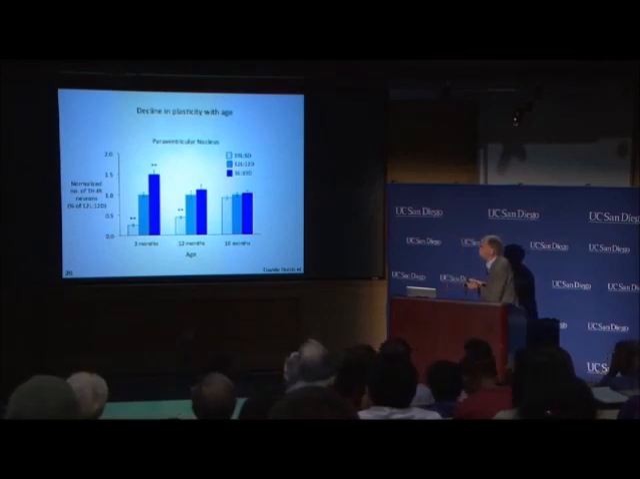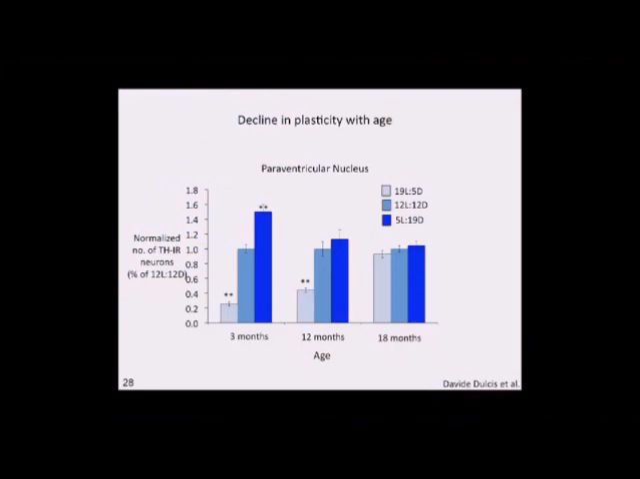But by 12 months of age, the ability to respond to the short day photoperiod with an increase seems to have been largely lost. And by 18 months of age, both directions of plasticity seem to have changed. So this is work ongoing. We haven't got this all figured out yet, but it seems as though there's an age dependence to this particular kind of neuronal plasticity, at least in the adult rat.